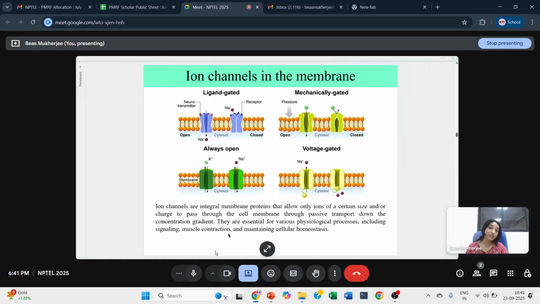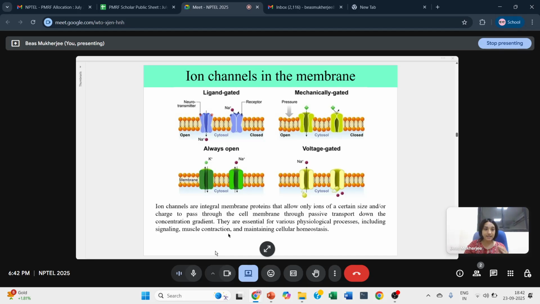So what are these gated channels? Gated channels can be of different types. They can be ligand gated channels, mechanically gated channels, voltage gated channels, and there can be channels which are always open, so leaky channels. So what are these? Ion channels are integral membrane proteins that only allow ions of a certain size and or charge to pass through the cell membrane through passive transport down the concentration gradient. So only passive transport is allowed. They are essential for various physiological processes like signaling, muscle contraction and maintaining cellular homeostasis.